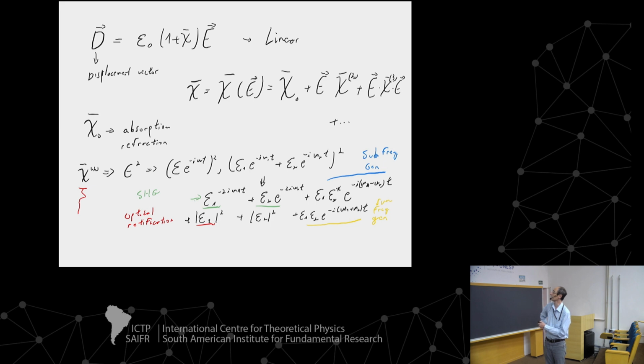You can have the difference of their frequencies appearing. You can have the sum of their frequencies appearing. You can have even a DC that will appear, something known as optical rectification. So all this only in the second order. If you go to third order, you have a nonlinear refractive index, four-wave mixing, Raman scattering, so on and so forth.